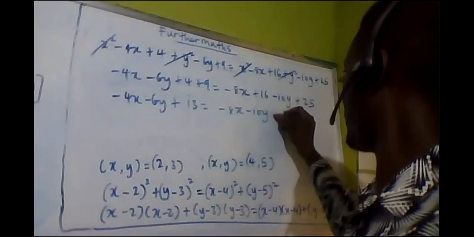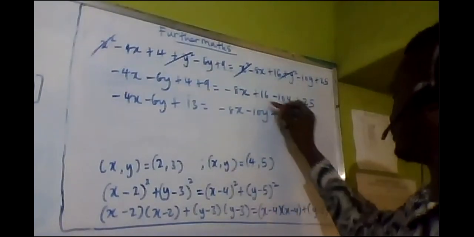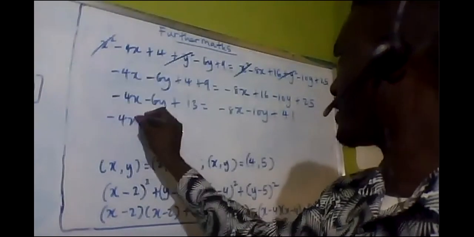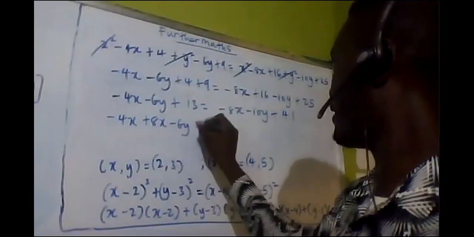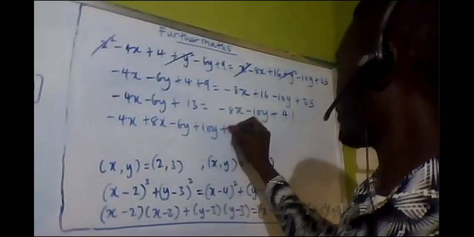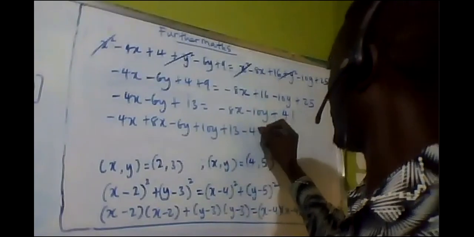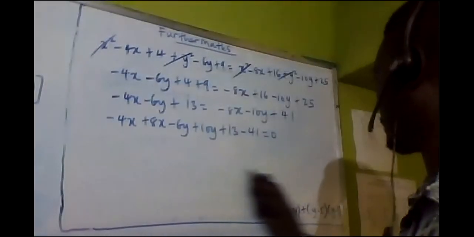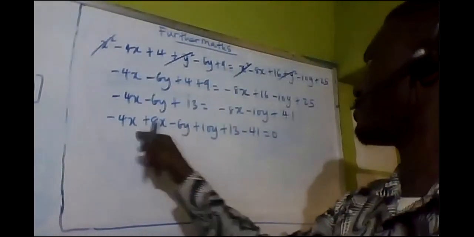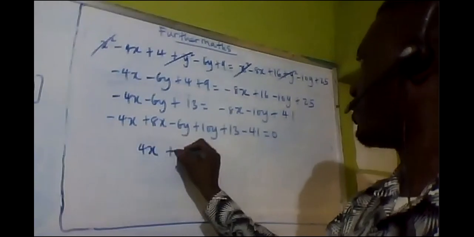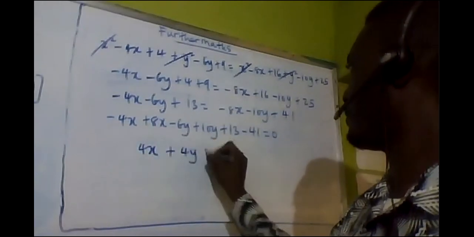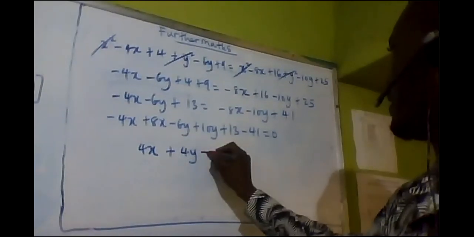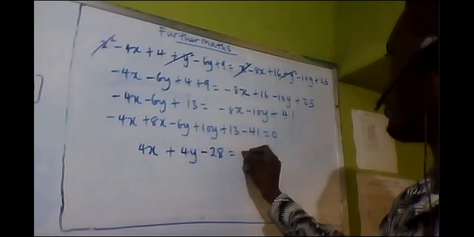If you add these two together, what is it going to give you? That is 41. So bring everything now here. It's better this way. Minus 4x plus 8x minus 6y plus 10y plus 13 minus 41 equal to what? 0. So this will give us 4x plus 4y minus 28 equal to 0.